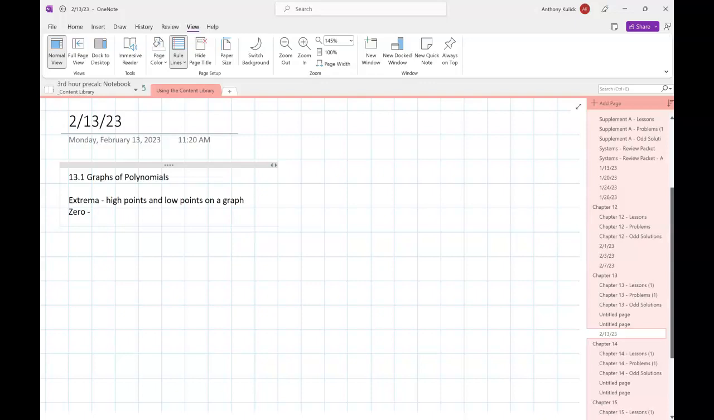The other thing we need to talk about are zeros. What are the zeros for a graph? The x-intercepts, yeah.